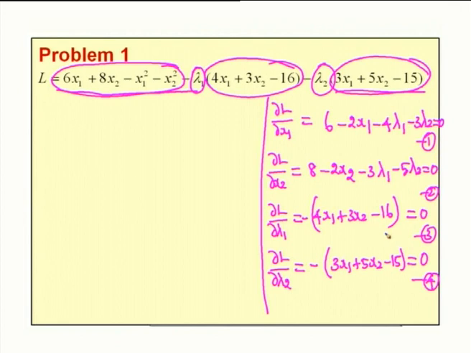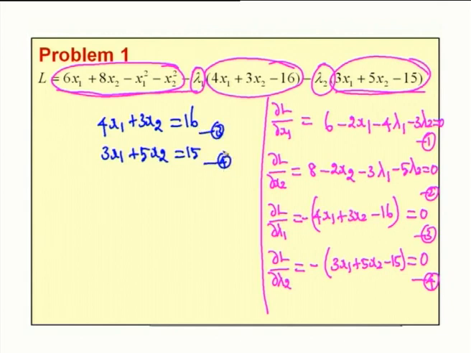Now, from equation 3, we simplify it as 4x1 plus 3x2 equal to 16. From equation 4, we have 3x1 plus 5x2 equal to 15. This is equation 3, this is equation 4. Now, by multiplying equation 3 by the number 3, we get 12x1 plus 9x2 equal to 48.